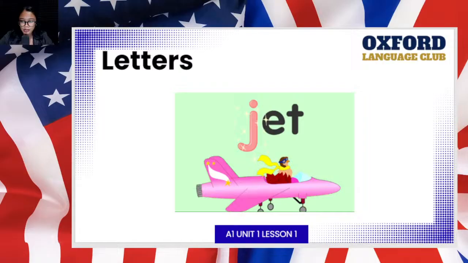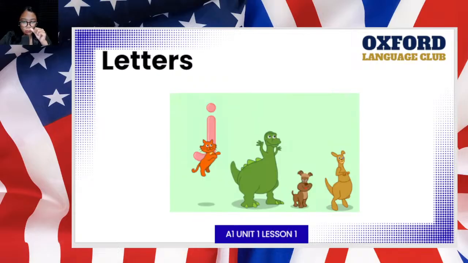Okay? Next, these are just some of the words that start with letter J. We have jet. What is our letter? Letter J. How do we pronounce it? G. What is our word here? Jet. Again, jet. Our letter is J. Its pronunciation is G. Word here is jet.